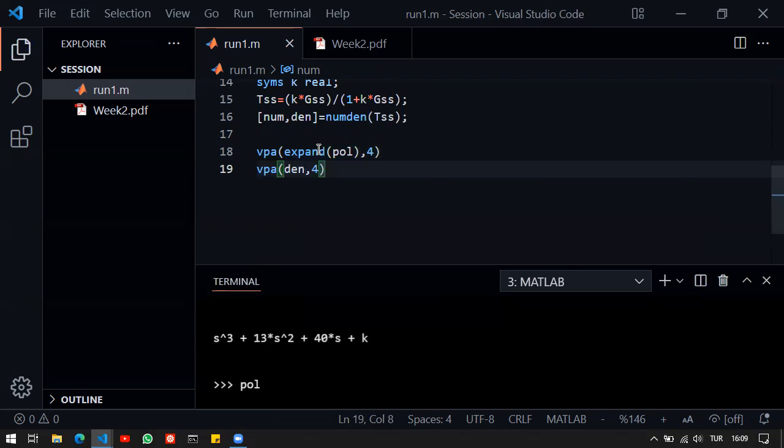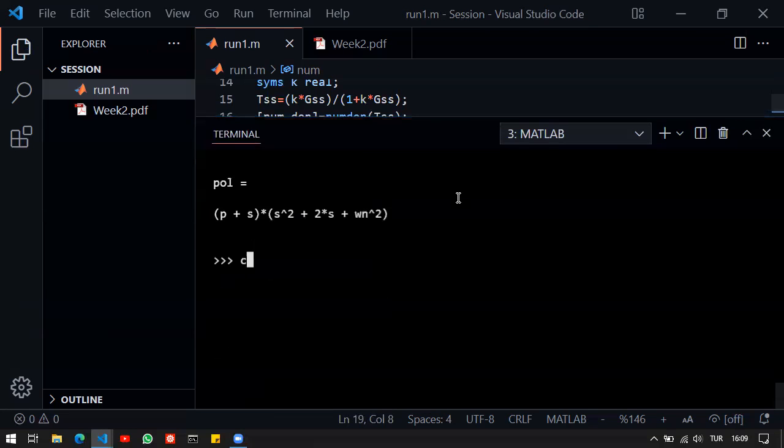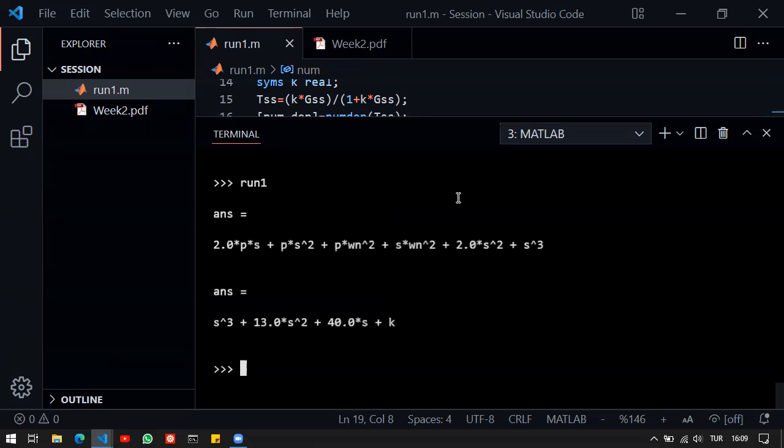And then the denominator. So there we go. S cubes are equal, they have the same coefficient, but the coefficient of S squared is 2 plus P in this case. That should be equal to 13. And then 40S should be equal to the sum of the coefficients of S, and so on and so forth.